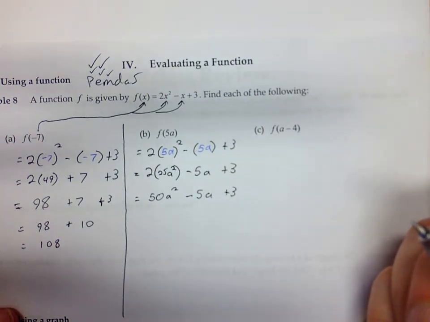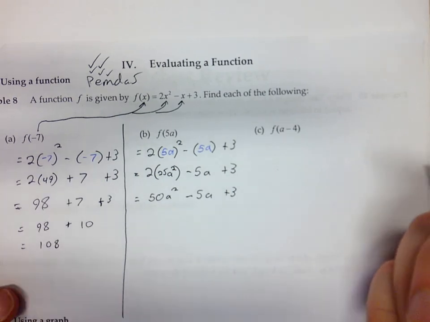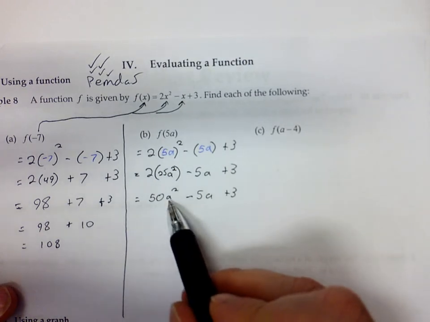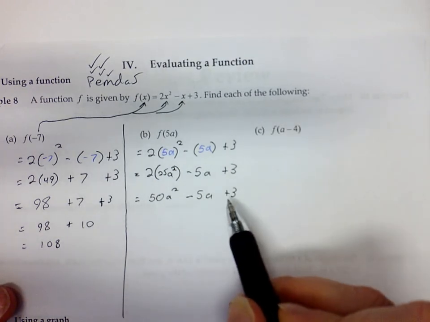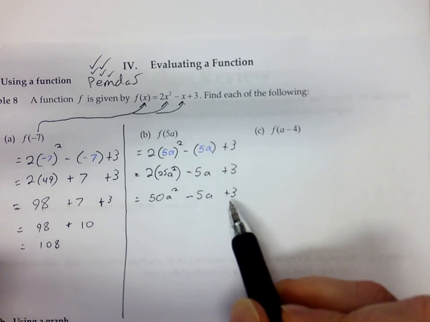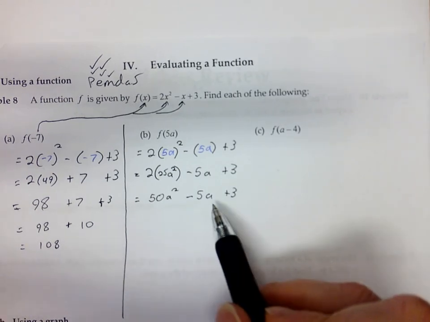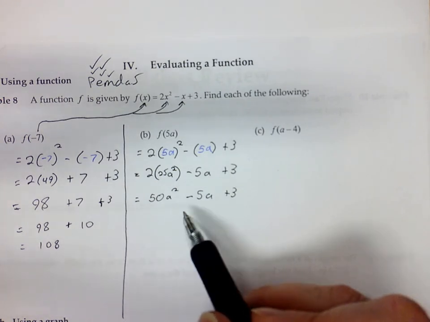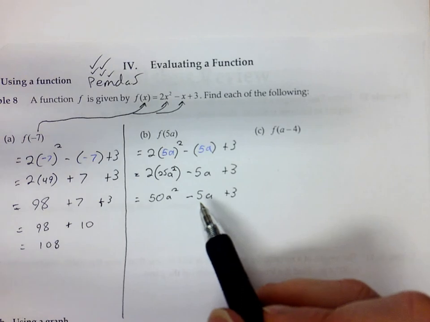So what do we do at this point? We're done. We don't have any like terms, right? We have an a squared term, we have an a term, and we have a constant term, right? We have a term that doesn't have a variable. So none of these are like terms. They have different variables, or their variables are raised to different powers.